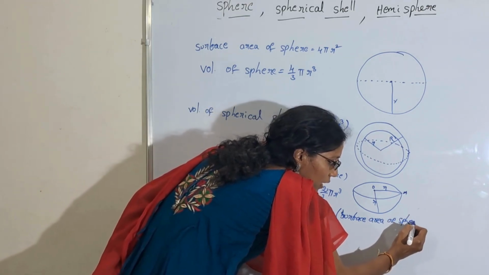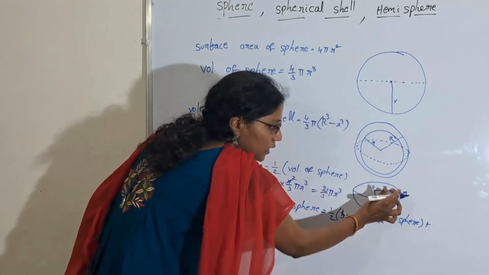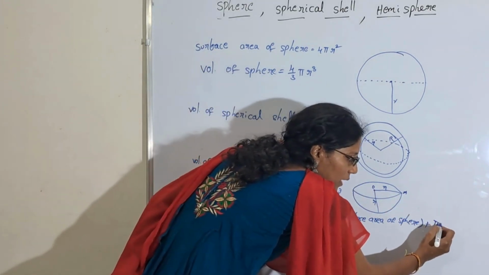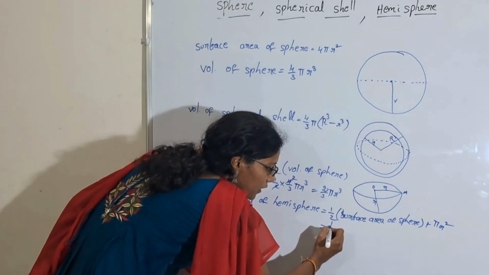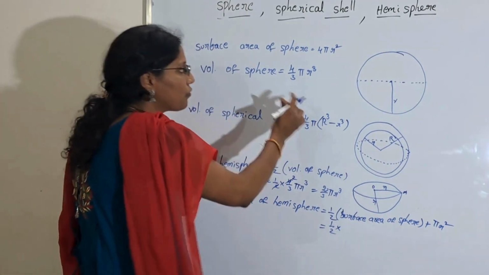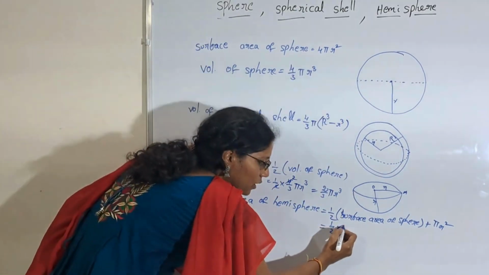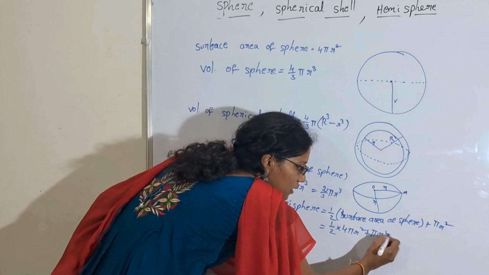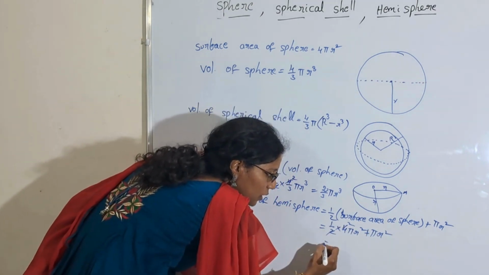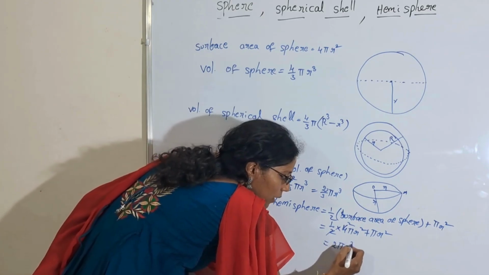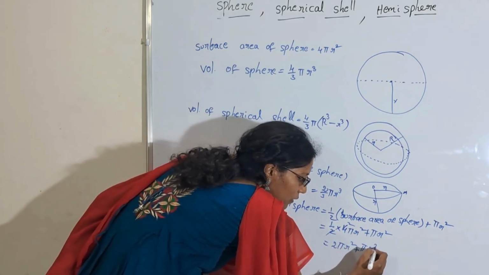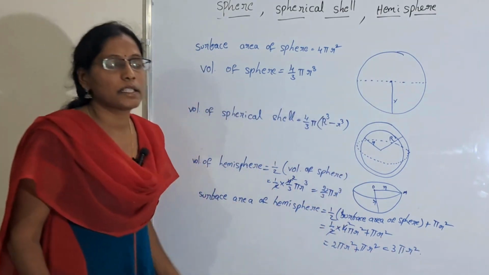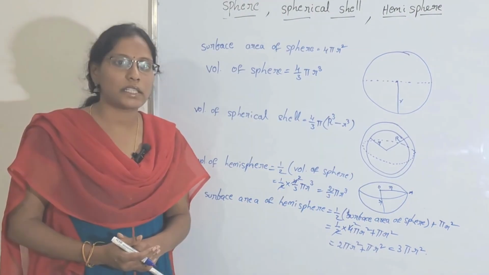Next, what do we have to add here? This top part also we have to add. What is the shape? Circle shape, pi r square. Half into the surface area of the sphere, 4 pi r square, plus pi r square. Here 2 1 just 2, so 2 pi r square plus pi r square. Total 3 pi r square. These are the formulas. We can use these formulas and do the next exercise.